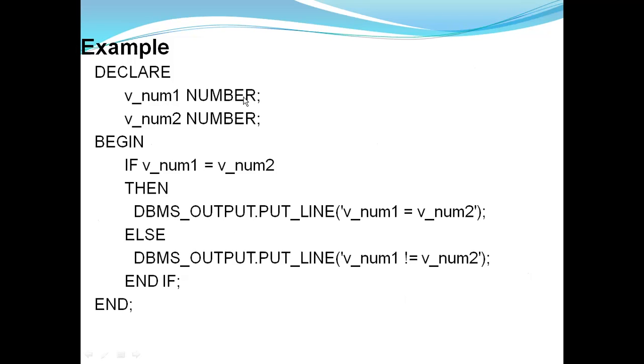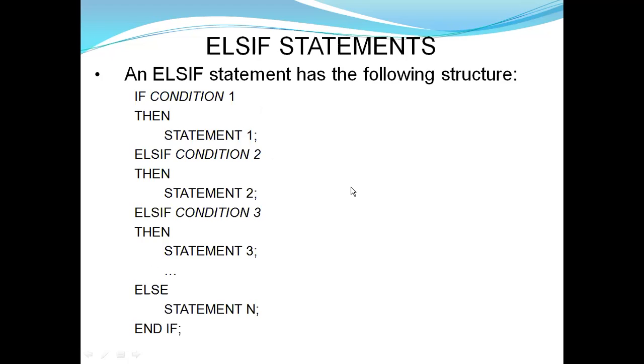Here the example is: vnum1 number, no value is given. vnum2 number, no value is given. So can I say these two currently have the null value? Yes. Then we say BEGIN. If this equals this, then display this, else display this. So can I say now both are null? So both are equal, but it will display this one, not this, because it is considered as null. Clear?